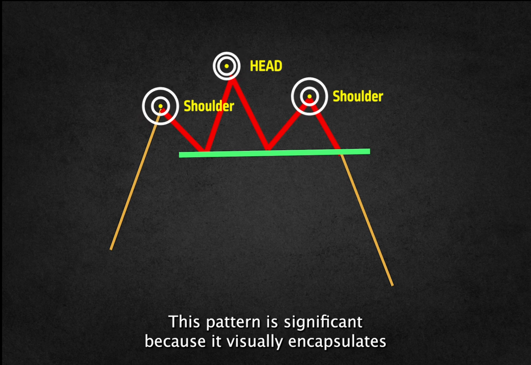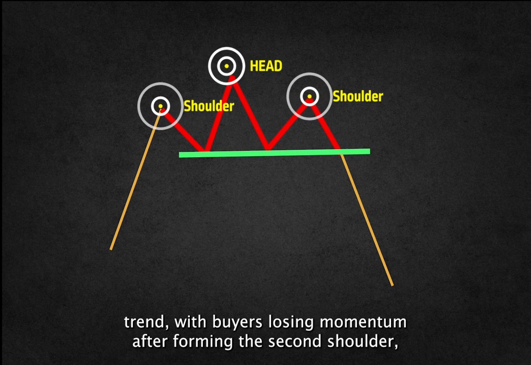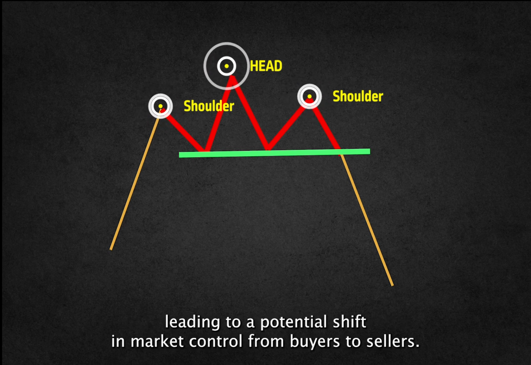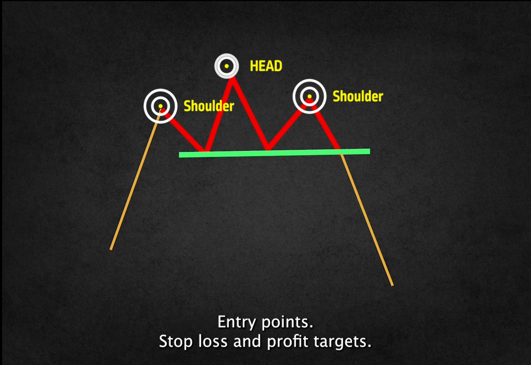This pattern is significant because it visually encapsulates the exhaustion of the prevailing trend, with buyers losing momentum after forming the second shoulder, leading to a potential shift in market control from buyers to sellers. Trading strategy: entry points, stop loss, and profit targets.